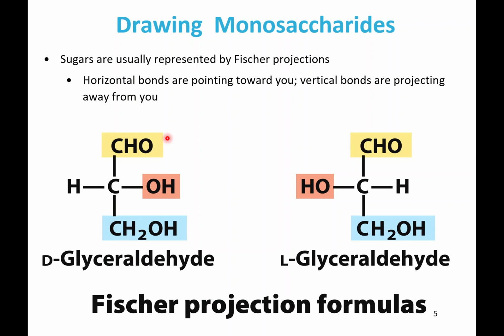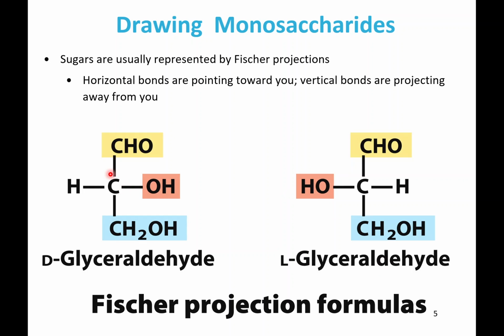Okay, the other thing I wanted to mention here, and this is where we're going to talk about enantiomers of sugars, the D and the L forms. They're all based on the direction of the OH group in glyceraldehyde. So for glyceraldehyde, when we draw it this way, when the OH group is on the right side, this is what we call the D enantiomer. When it's on the left side, this would be the L enantiomer.